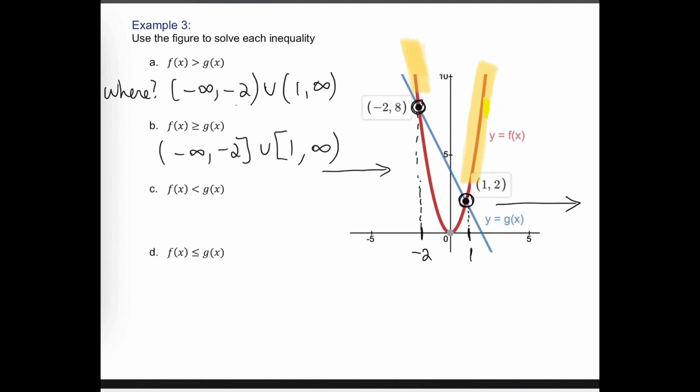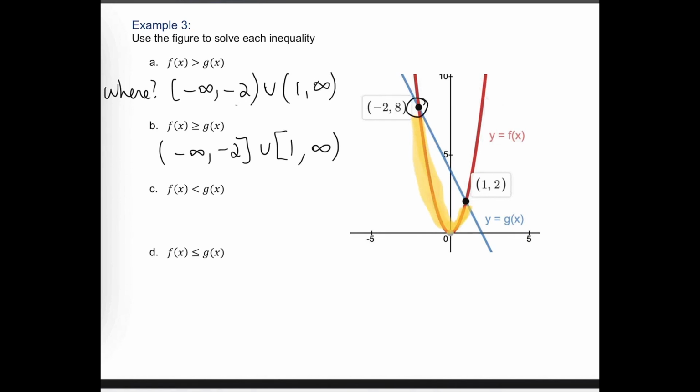So for our next example, we have in part C that we're looking for the y values on f to be less than the y values on g, and so that's this region here where my f function is underneath the g function. And so where is this happening?